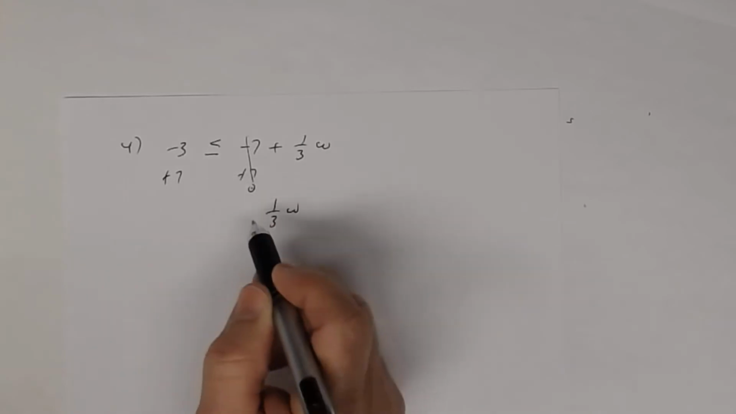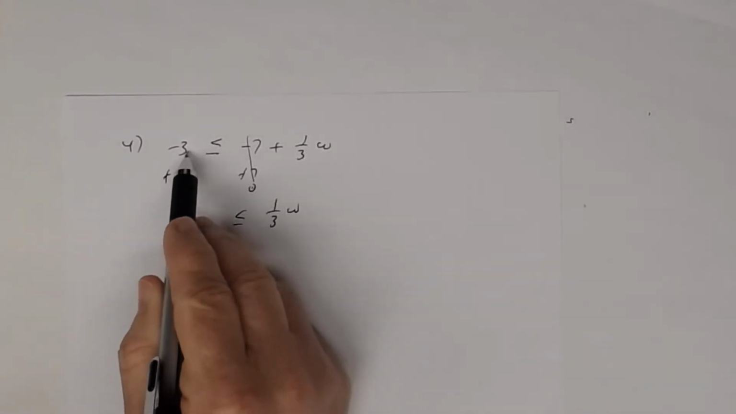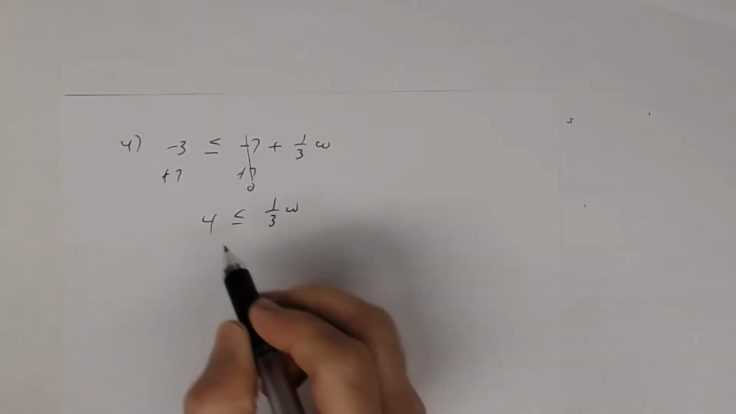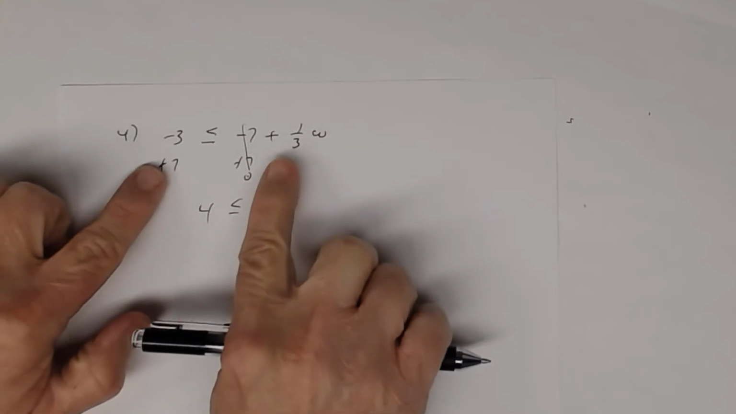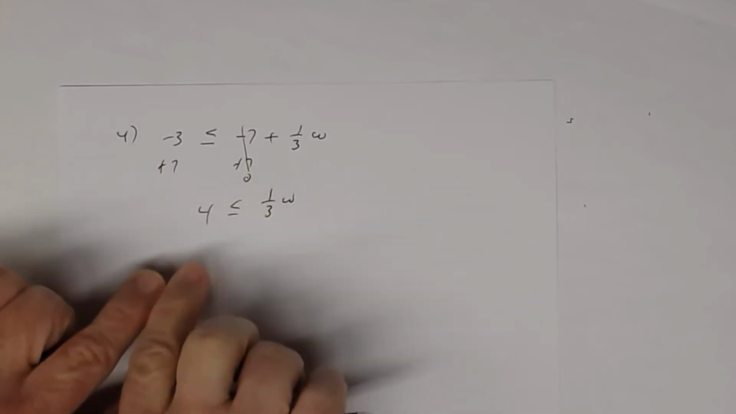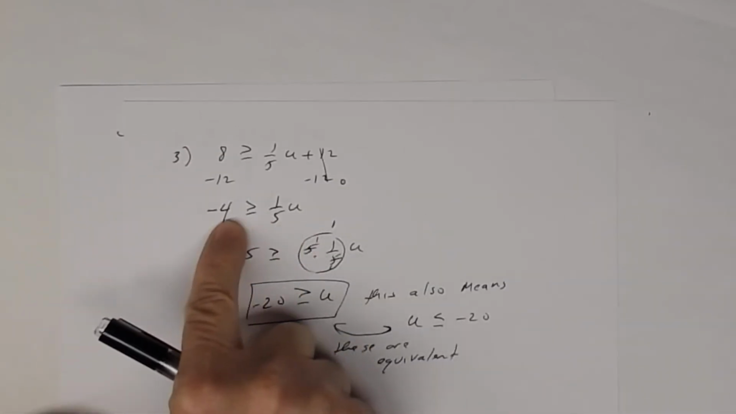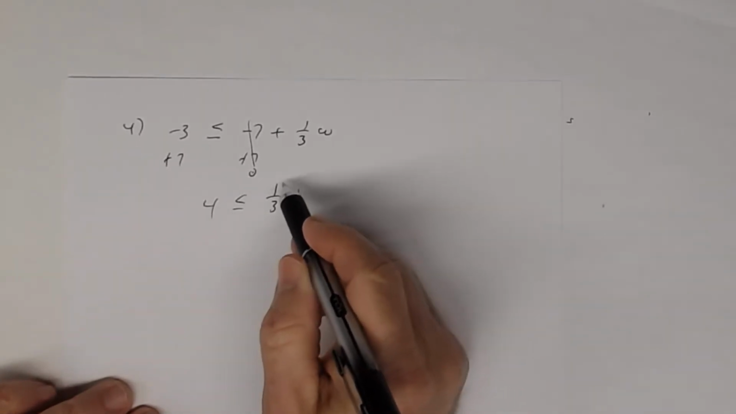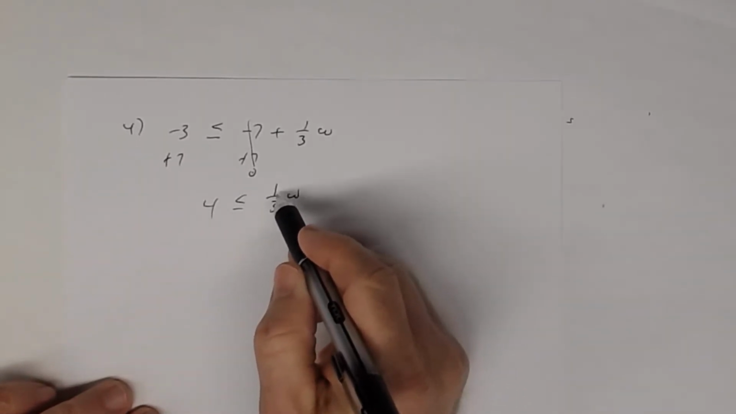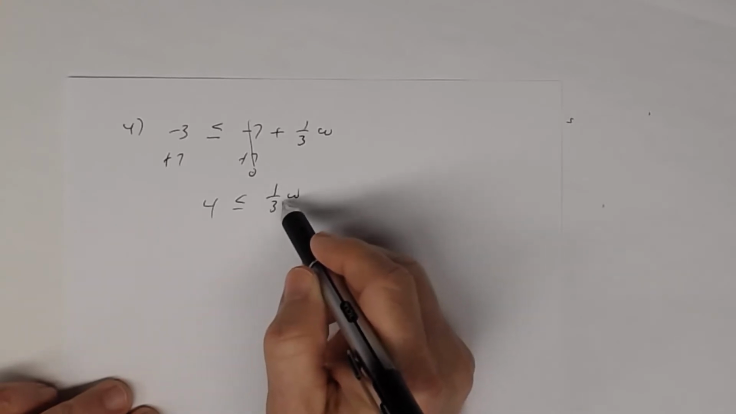And then the inequality symbol is less than or equal to. -3 plus 7 is 4. All right, so that's what I have. All right, so it's important you see how I went from here to here. So I added 7 to both sides. Notice this right here looks just like what we did with this one. Okay, so now I want to get this to be w. So right now the term is 1/3 times w.